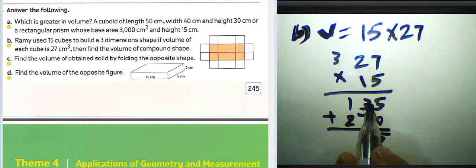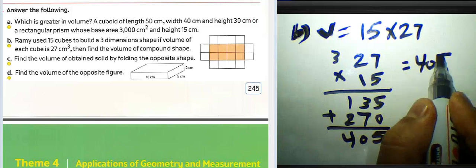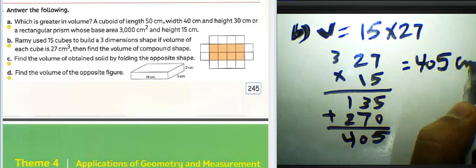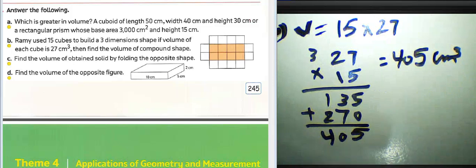5 plus 0 equals 5. 7 plus 3 equals 10. Write 0 and carry 1. 2 plus 2 equals 4. The result will be 405 cubic centimeter. Okay, it's the volume of the compound shape.